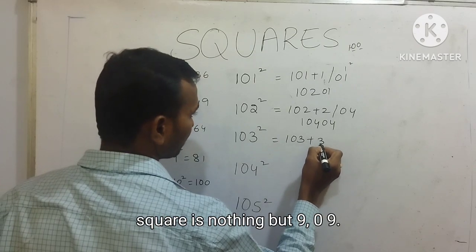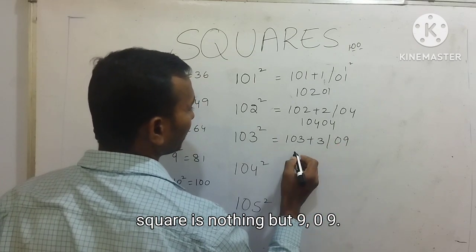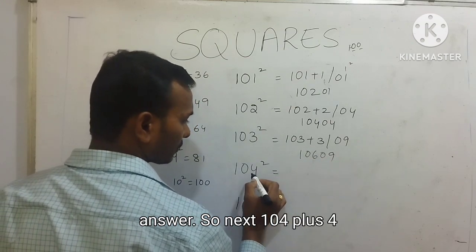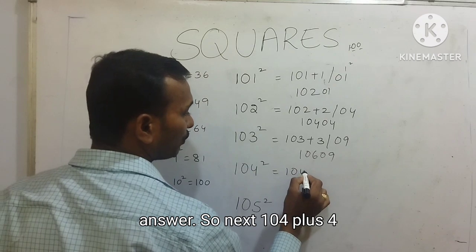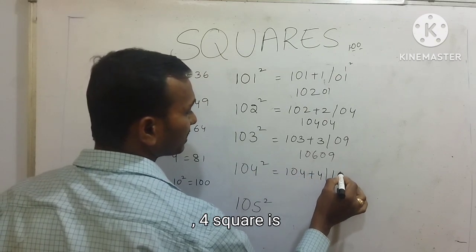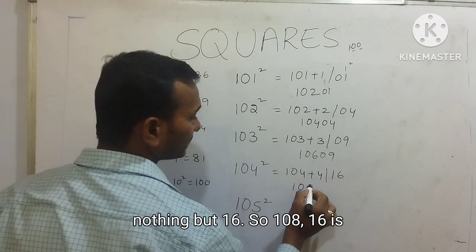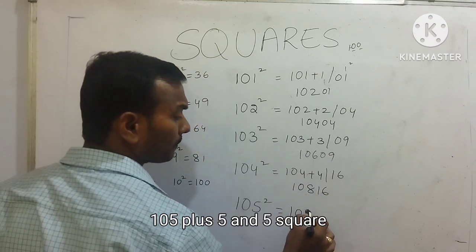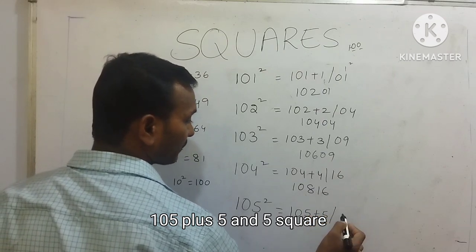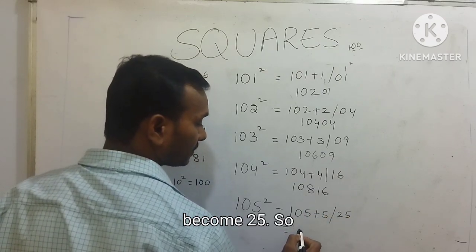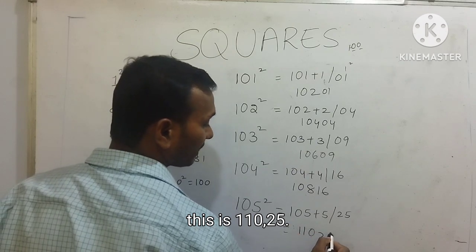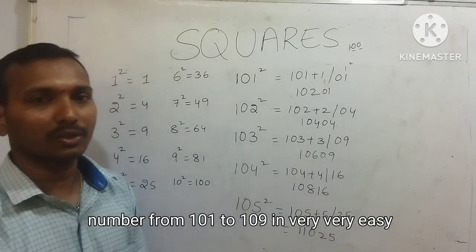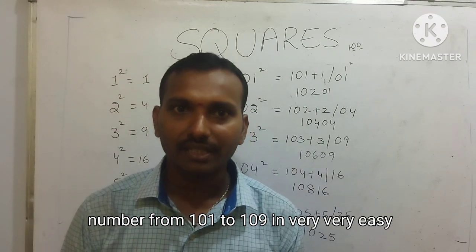103 plus 3. 3 square is nothing but 9, so 09. 106, 09 is the final answer. Next step: 104 plus 4. 4 square is nothing but 16. So 108, 16 is the final answer. Then 105 plus 5, and 5 square becomes 25. So this is 110, 25. This is the way we can write the square of a number from 101 to 109 in a very easy manner.